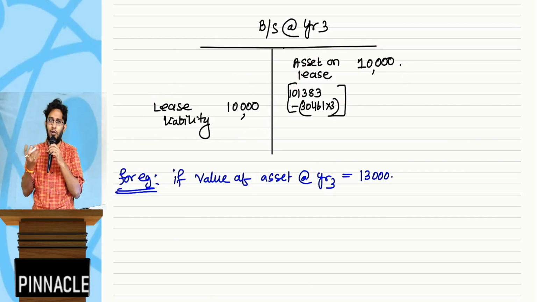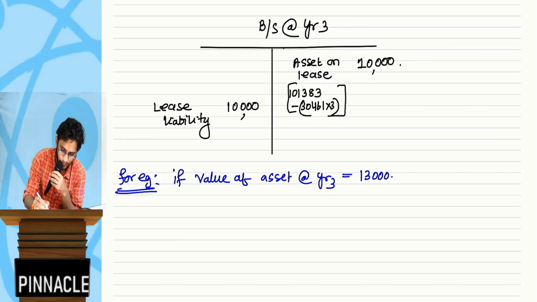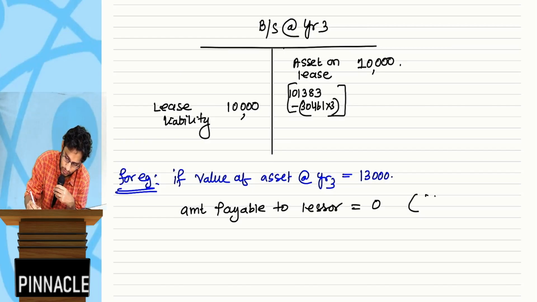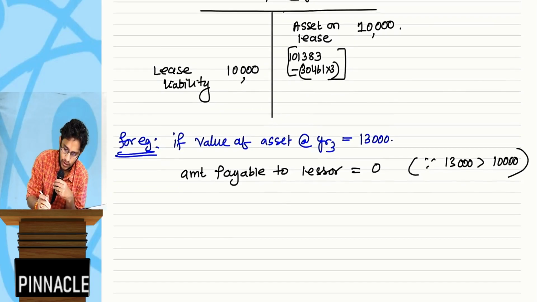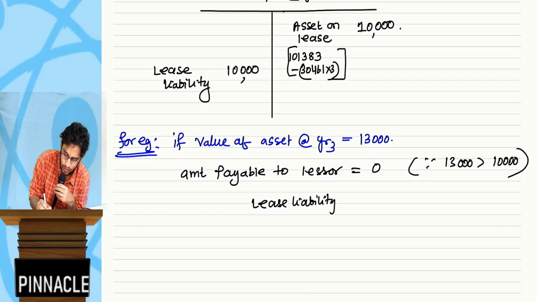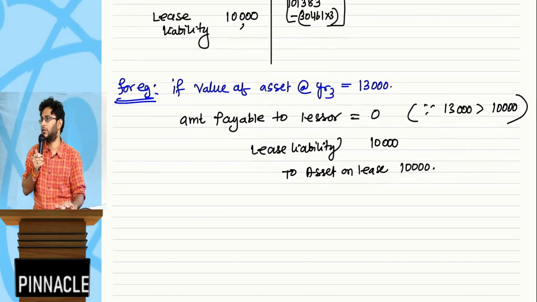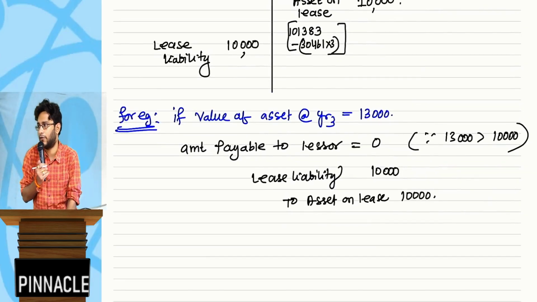Amounts are also matching. What are you waiting for? Kill them. Amount payable to the lessor is equal to 0, since 13,000 is more than 10,000, nothing needs to be paid. So then what to do? Close both of them. Whatever entry you wrote on the original first day, reverse it. Once you do this, on the balance sheet the asset disappeared, the liability disappeared, the lease transaction accounting is over, for the finance lease.